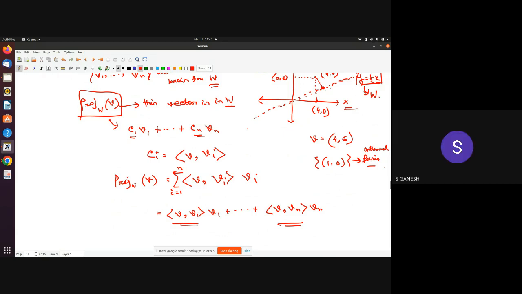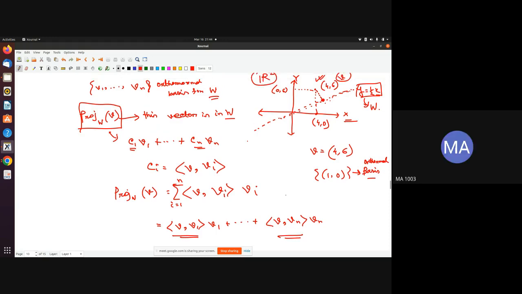Why didn't you choose the standard basis? Oh, you have only the x-axis for that projection. This is one dimensional, right? Yeah. So 1 comma 0 is there. Okay, fine. So this is one orthonormal basis, right? Now, this is my V1. There are no other Vi's, only V1 is there. So what is the inner product of V with V1?